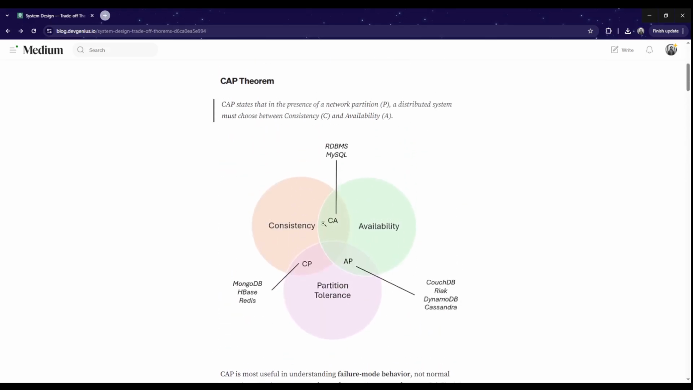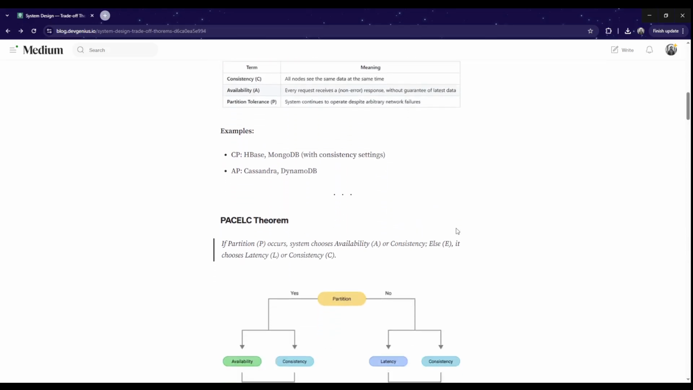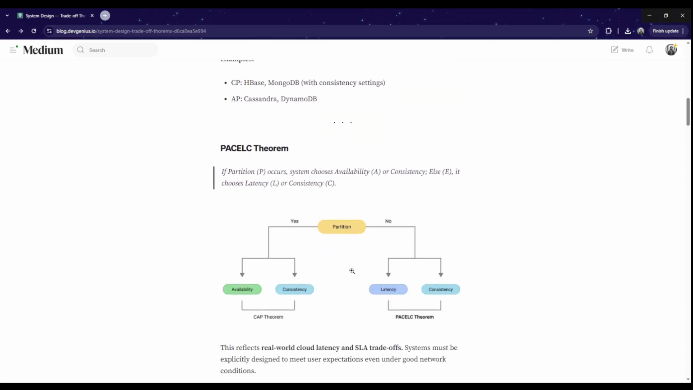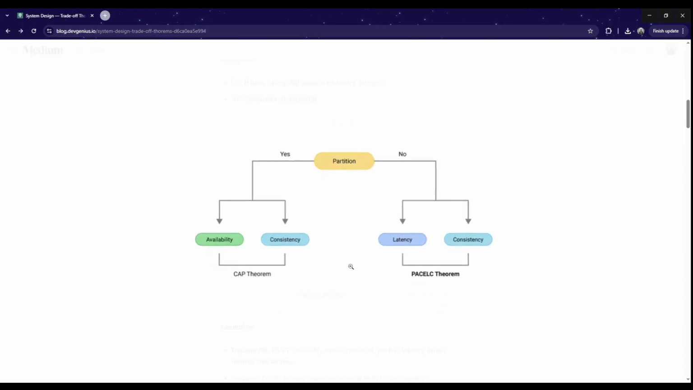So this was the first trade-off theorem. Then this trade-off theorem was extended further by a theorem called PACELC or PALAC, we can say. What it says is, in case there is a partition, we will choose availability or consistency, which is nothing but a CAP theorem. But if there is no partition, then also we choose between latency and consistency. Okay, so this latency part is added as an extra layer.